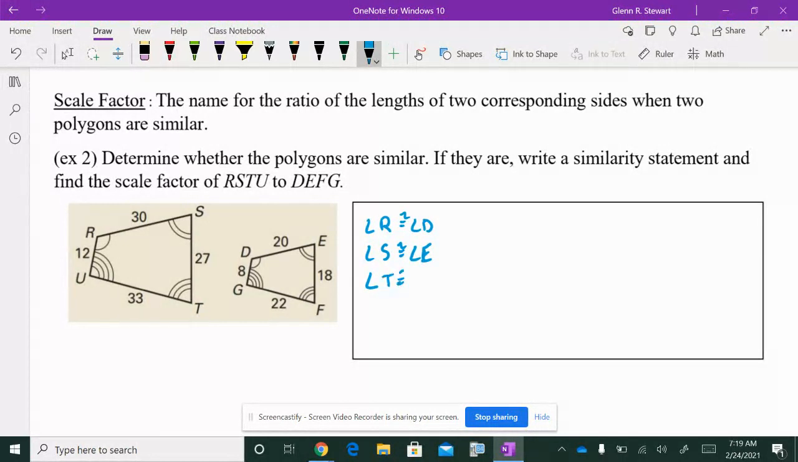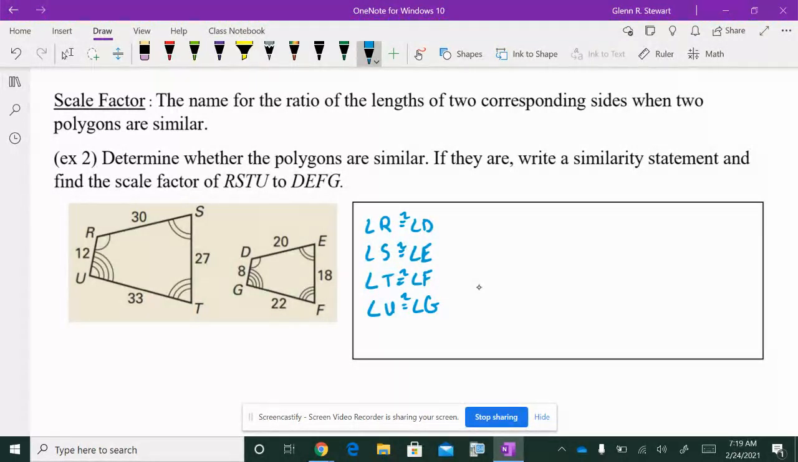Angle T is congruent to angle F, and angle U is congruent to angle G. Remember, that's the first part of similarity: making sure that all the angles inside each polygon are congruent to the corresponding angles in the other polygon. The next thing we have to do is make sure that the ratios of the corresponding sides are congruent.